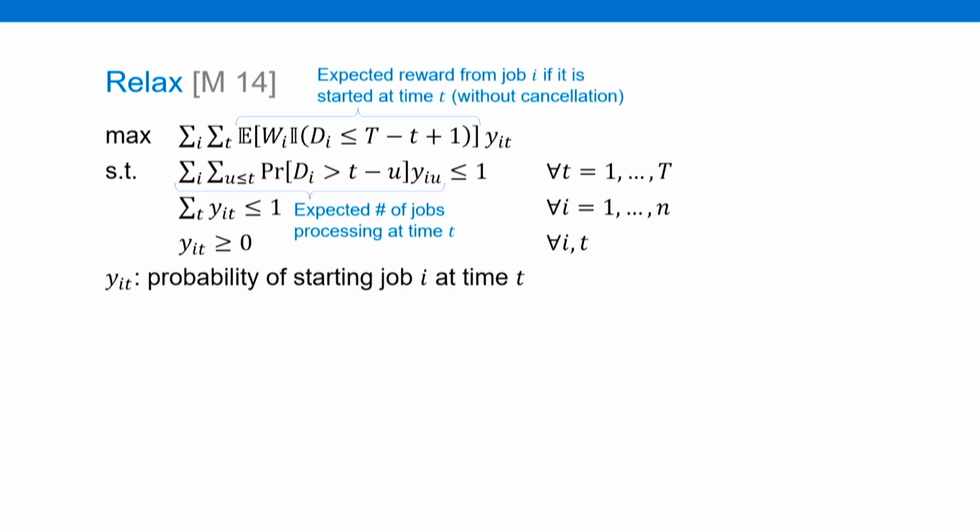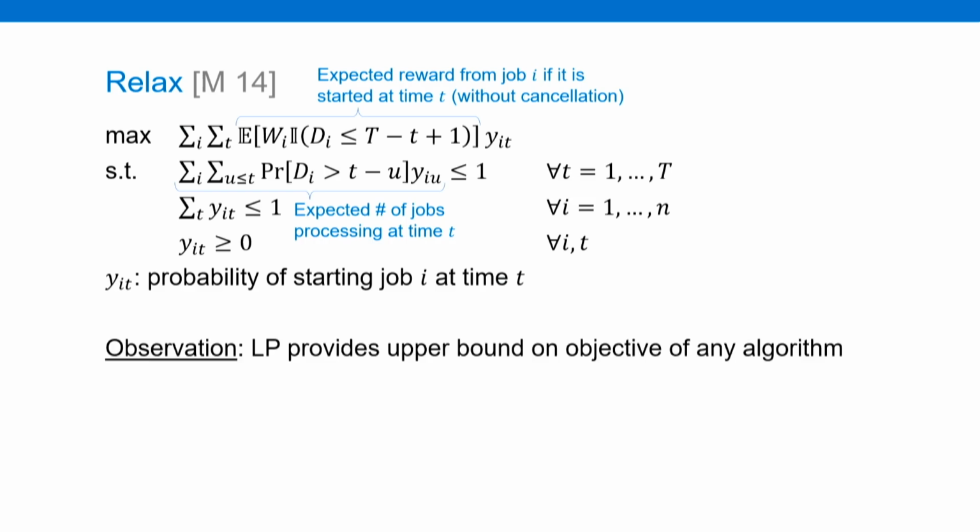All right, and what's the objective? The objective is, because there's no cancellation, once I start a job i at time t, the expected value I collect from it is just w_i times the indicator that it finishes on time, the expectation of this. One can again talk through the same argument to show that the LP provides an upper bound, so I'm going to skip that. And so I'm going to now just try to compare to the LP optimal objective value. I take an optimal solution to the LP.